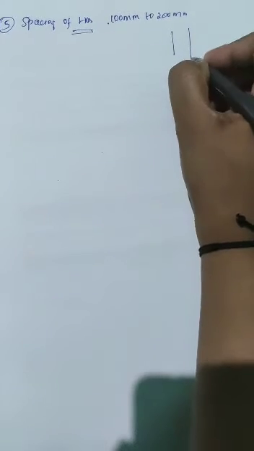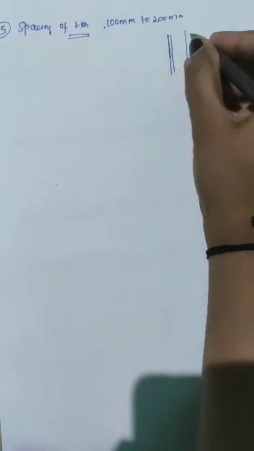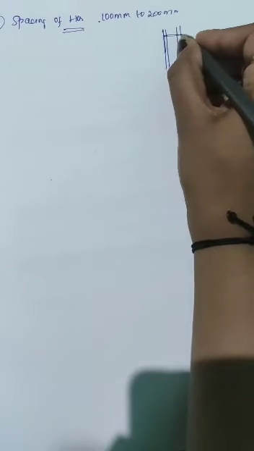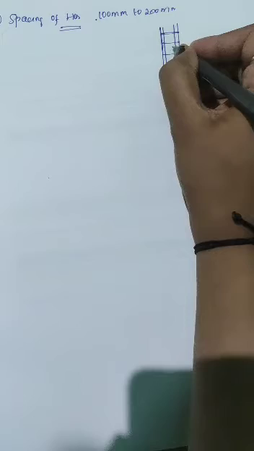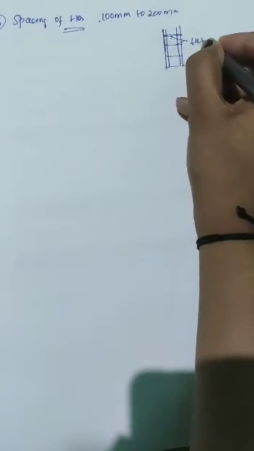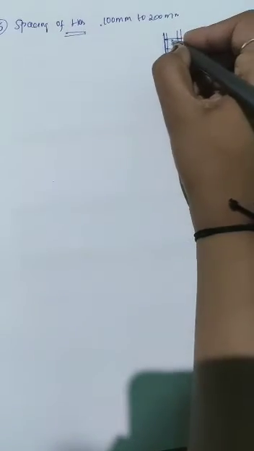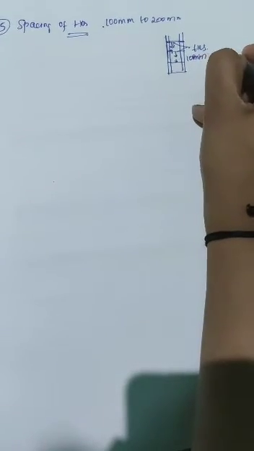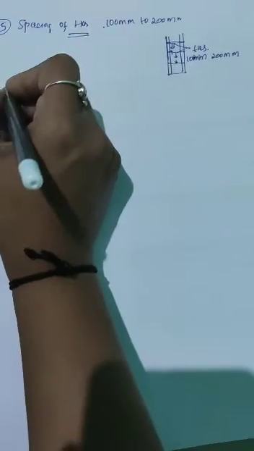The people who have already studied know what these ties are. For the fresh engineers who want to learn what a tie means, for example, this is a column. So these are the longitudinal bars. To hold these longitudinal bars, we give this reinforcement, which is known as ties. So the spacing between these ties should be in between 100 mm to 200 mm. Okay, so this is the fifth point.